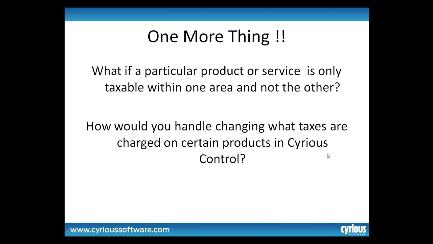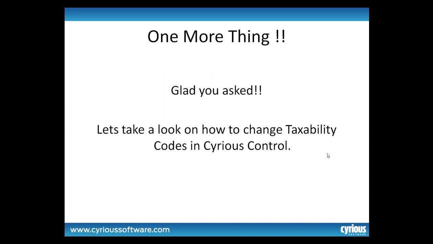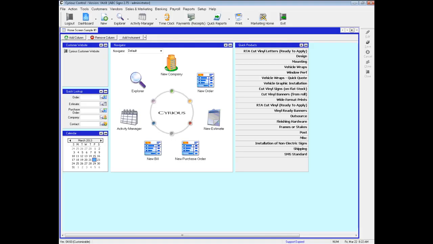So, one more thing. What if a particular product or service is only taxable within one area and not the other? How would you handle changing what taxes are charged on certain products in Cyrious Control? Glad you asked. Let's take a look at how to change taxability codes in Cyrious Control. So, let's do a demo showing how to change taxability codes and add them to the product so that you can only charge, if you want, GST or PST or separate.